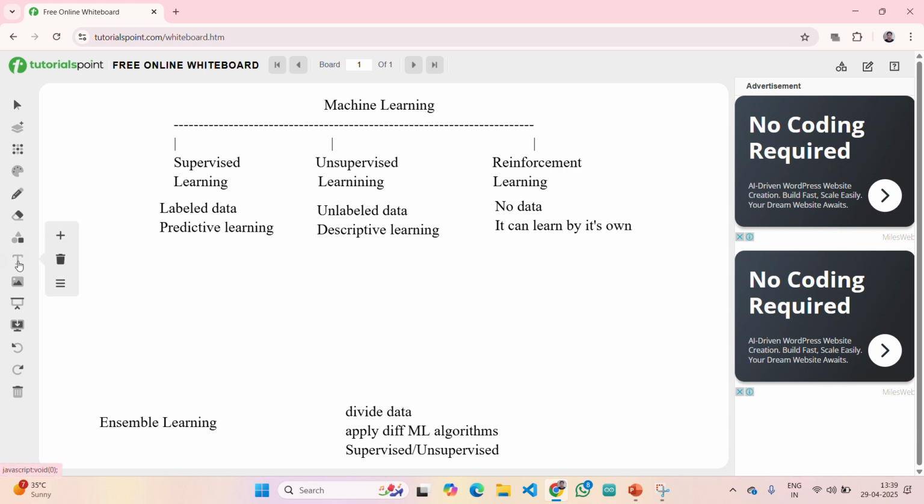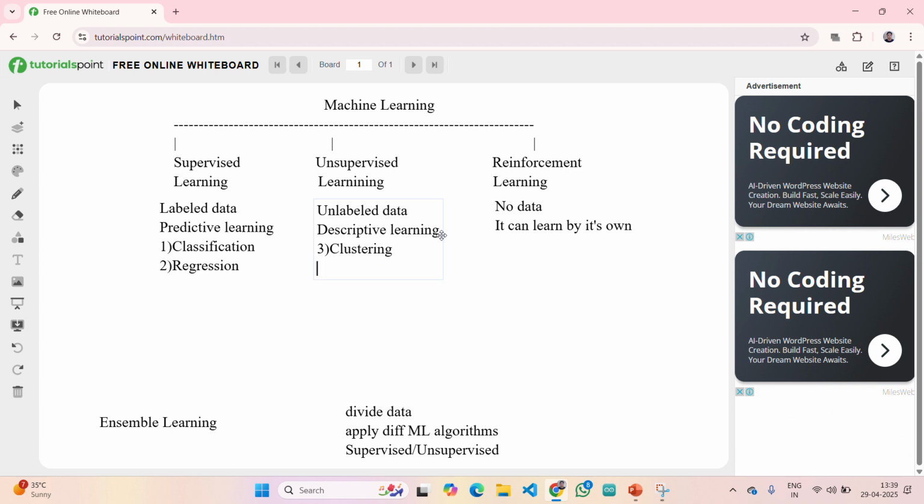Let us see the algorithms in them. Anyhow, in the PPT there will be detailed information. In supervised learning, the concepts which we use are, let me give a numbering, one is classification and the second one is regression. Those are the concepts.